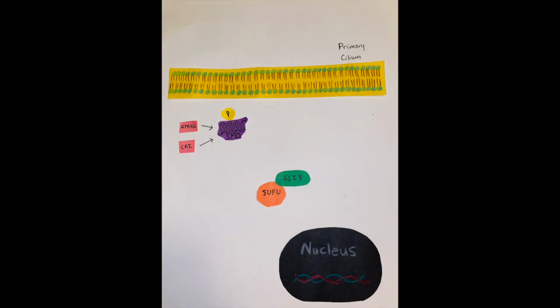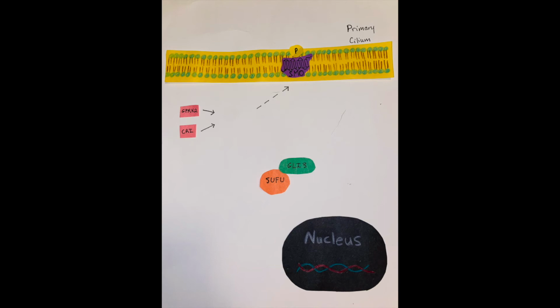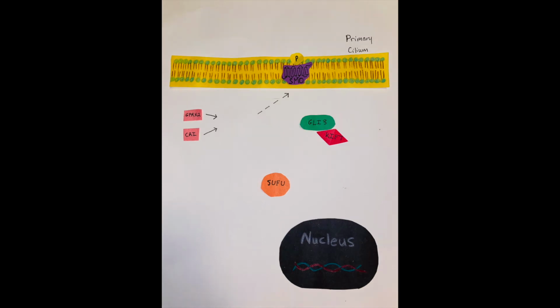Smoothened is now activated and becomes phosphorylated by the proteins GPRK2 and CPI. It can now enter the plasma membrane. Unlike the inactivated state, Gli3 does not become phosphorylated by CPI, PKA, and GSK3 beta. Gli3 then dissociates with SUFU and binds to KIF7, which aids Gli3 in transporting through the cilium.